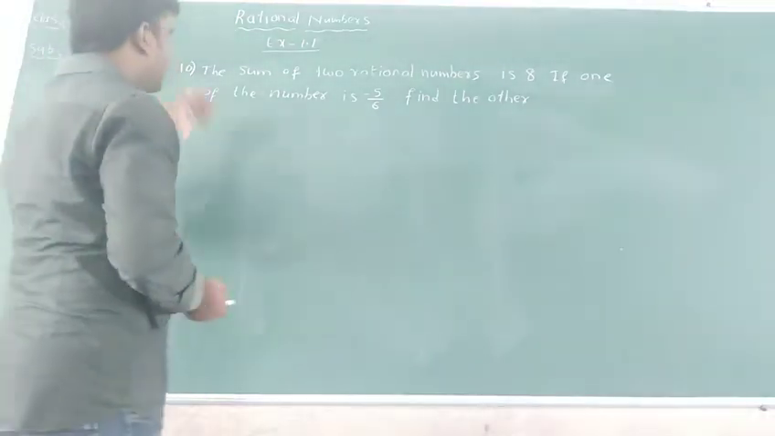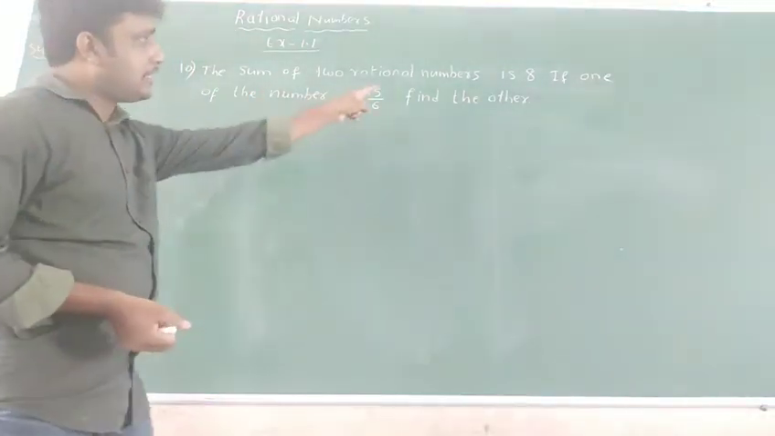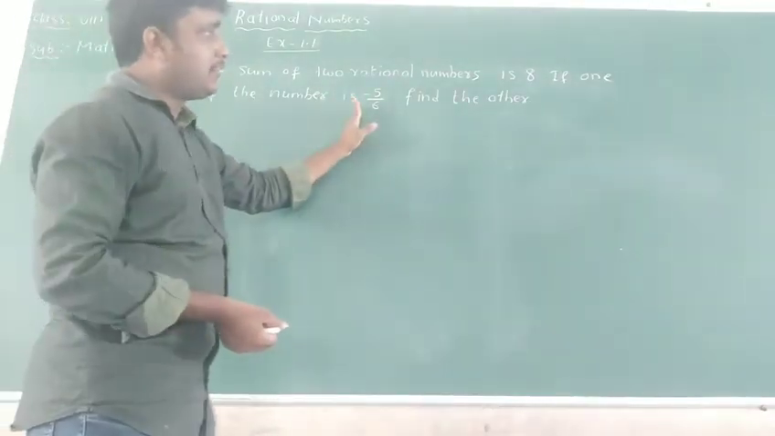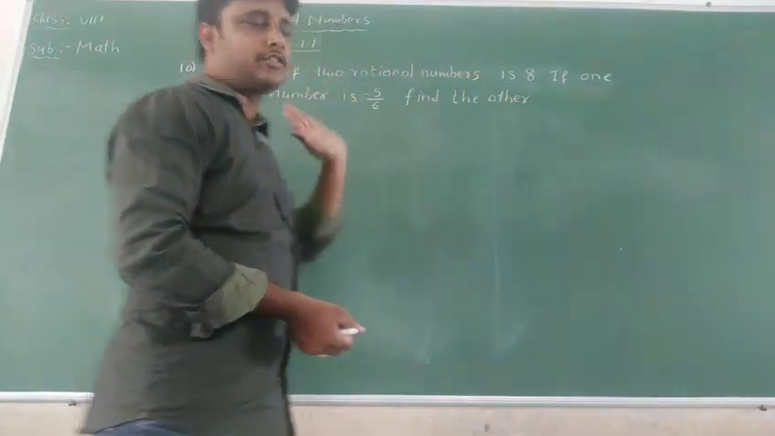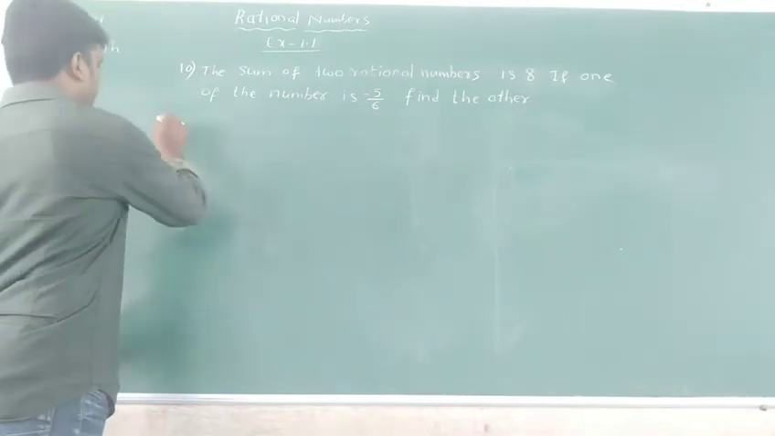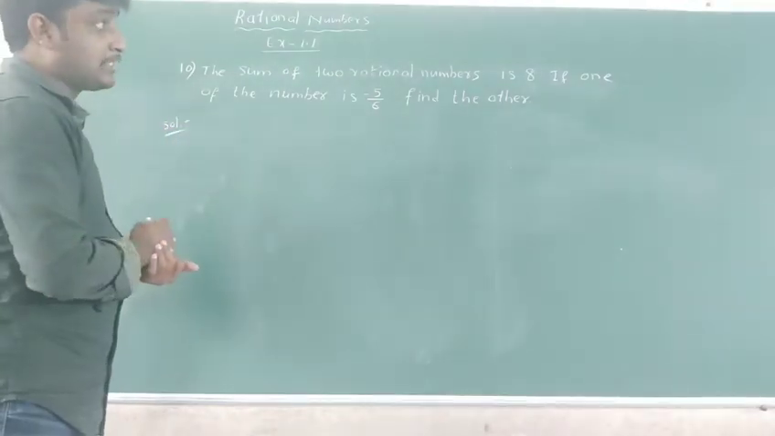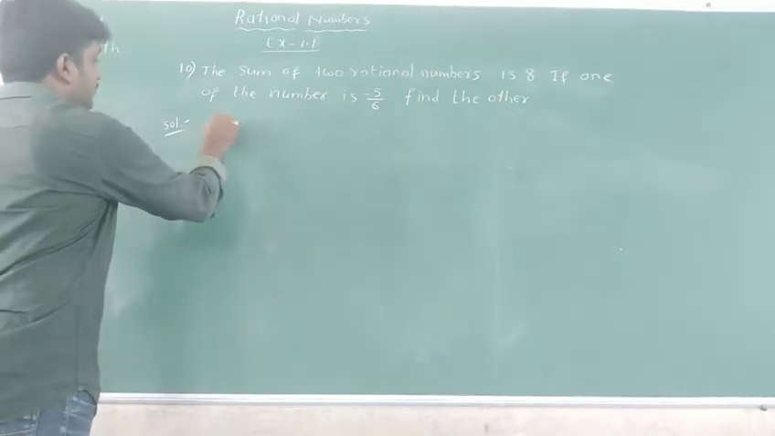So next question, 10th question: the sum of two rational numbers is 8. If one of the numbers is minus 36, find the other. This question is also like the last question. Given that the sum of the two rational numbers is 8, first write the given information.